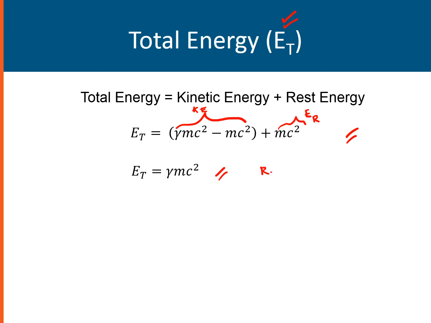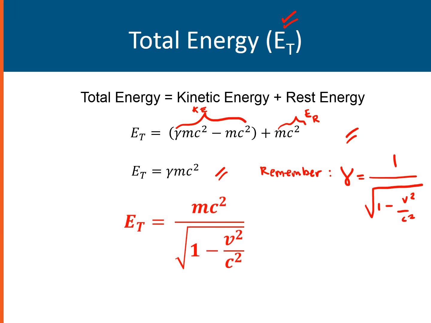Now remember that the Lorentz factor is equal to 1 over the square root of 1 minus v squared over c squared. Therefore, we could say that our total energy would be equal to mc squared over the square root of 1 minus v squared over c squared. And this equation over here is Einstein's famous mass-energy equivalence equation.